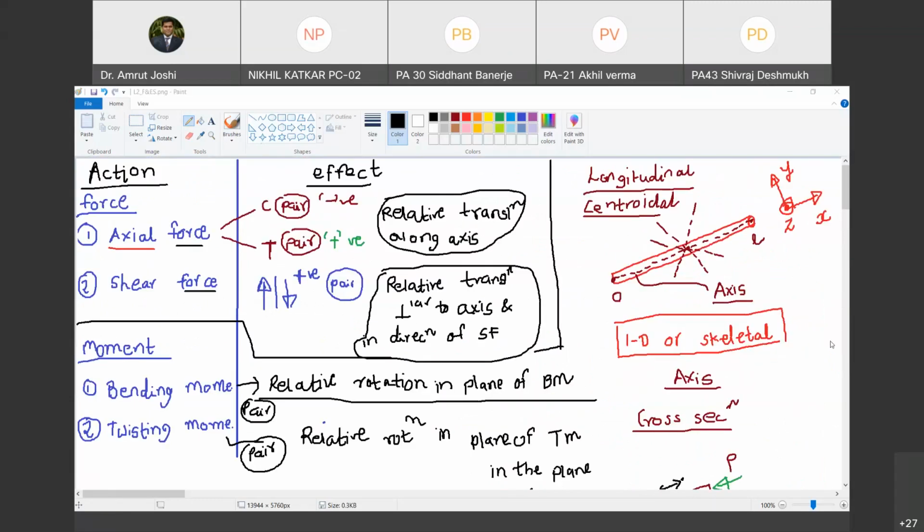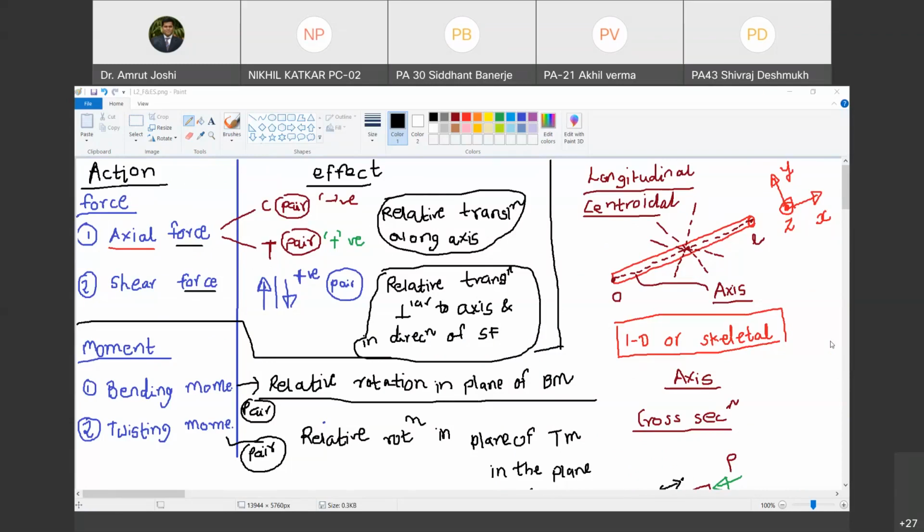So in general, what is the effect of force? Force can cause rigid body translation or relative translation. Then we define something called axial force and shear force. We know that these forces are pairs of forces and they cause relative translations. Axial force will cause relative translation along the axis. Shear force will cause relative translation perpendicular to the axis, in the direction of the shear force.